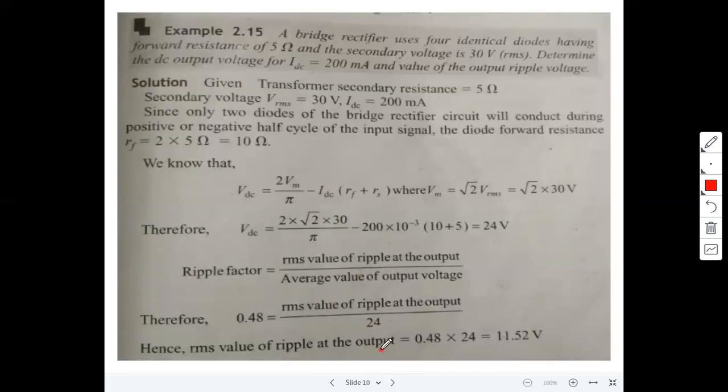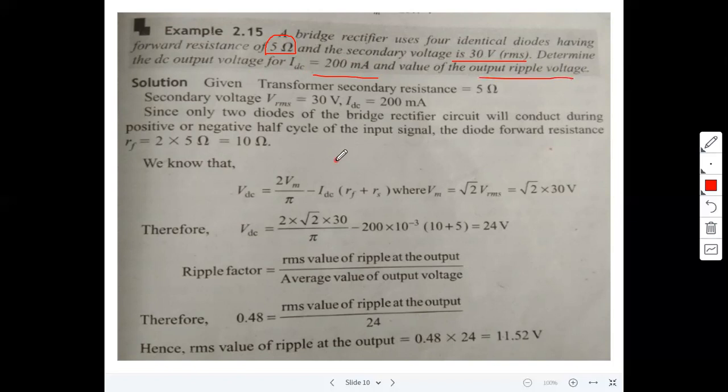Coming to the another problem, a bridge rectifier uses 4 identical diodes having a forward resistance of 5 ohm. The secondary voltage is given as 30 volts RMS, and the forward resistance for each diode is 5 ohm. Determine the DC output voltage for an IDC current of 200 milliamperes, and the output ripple voltage.